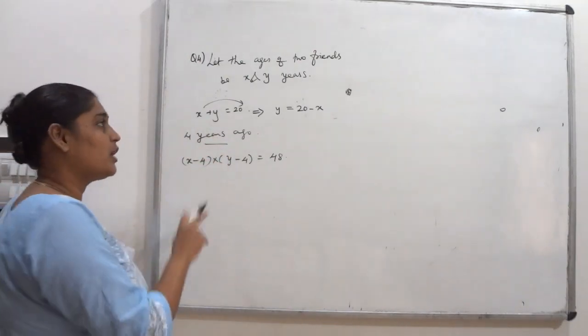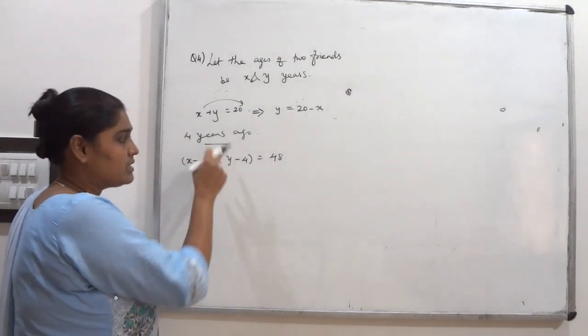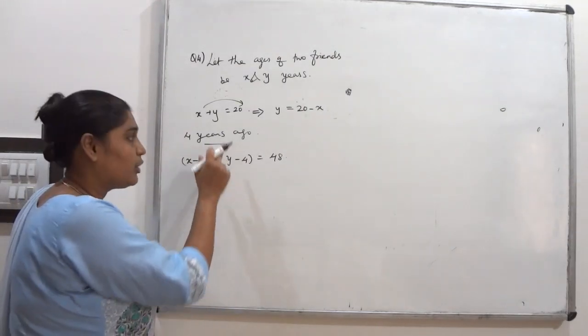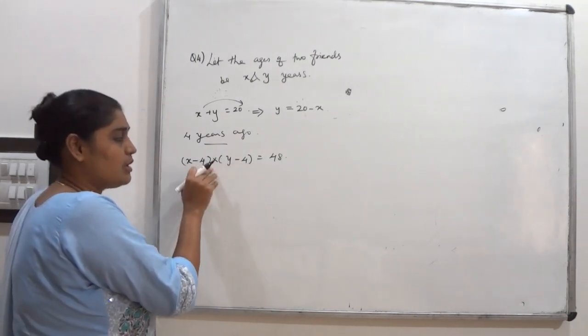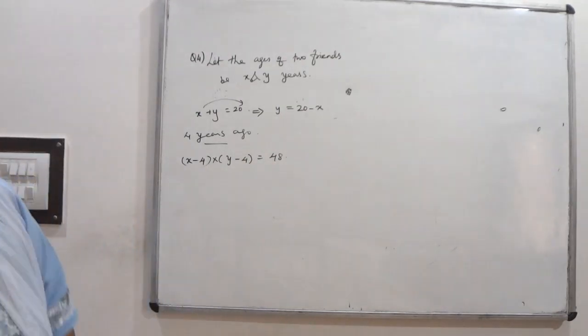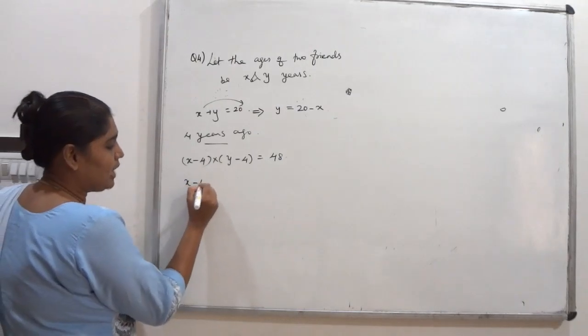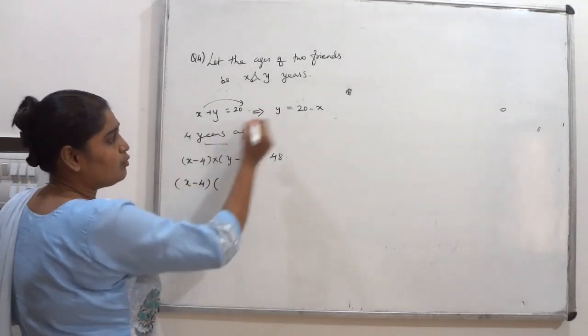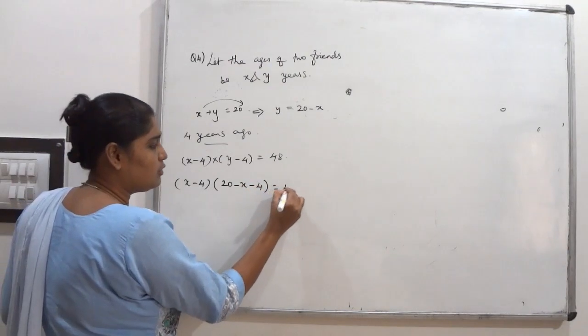4 years ago their ages product is given. 4 years ago, the age of the first friend is x minus 4 and the second friend is y minus 4. Since it says 'ago', we put minus 4. Product is given, so we multiply, which is equal to 48. So x minus 4 as it is, and in the place of y we write 20 minus x, minus 4, equal to 48.